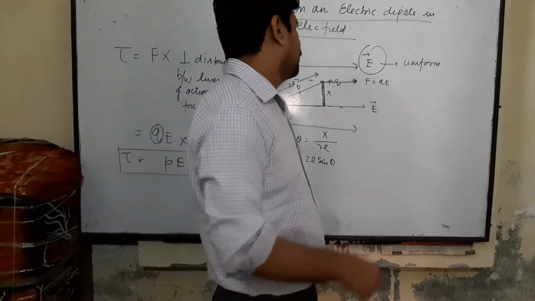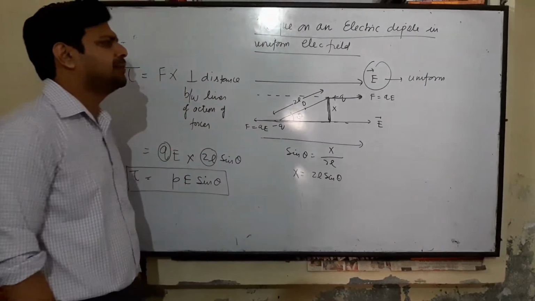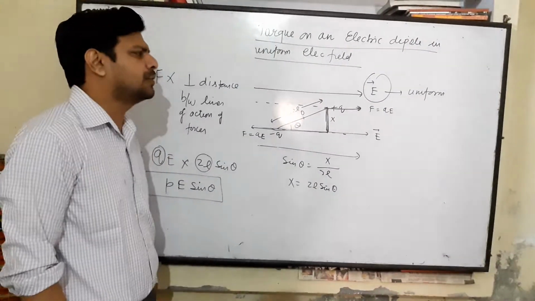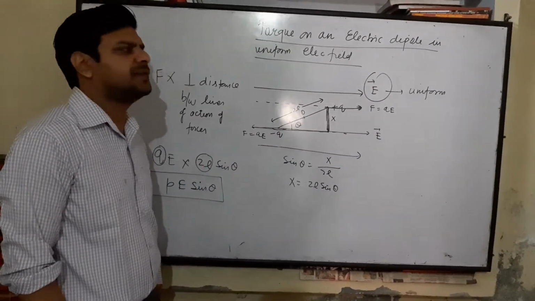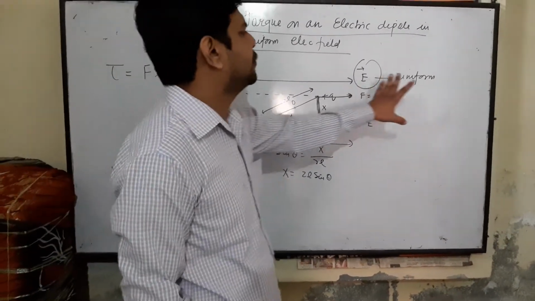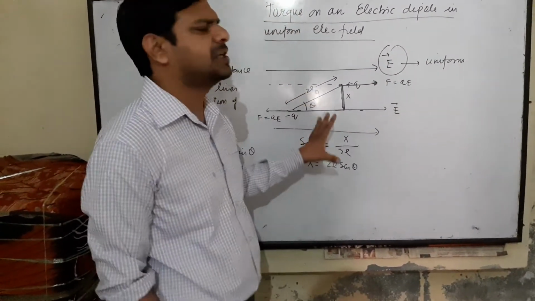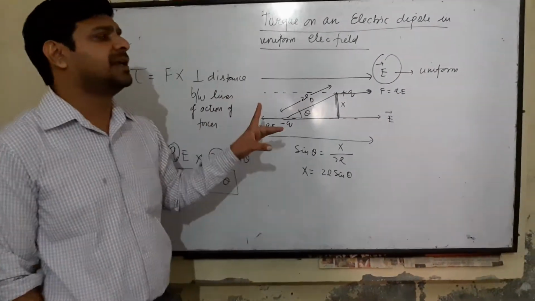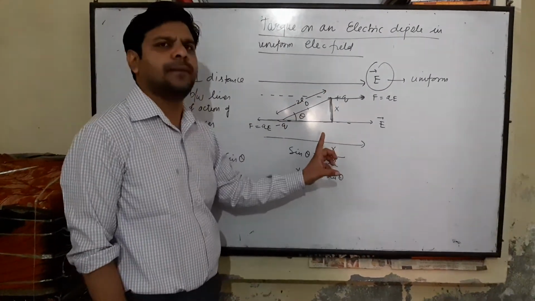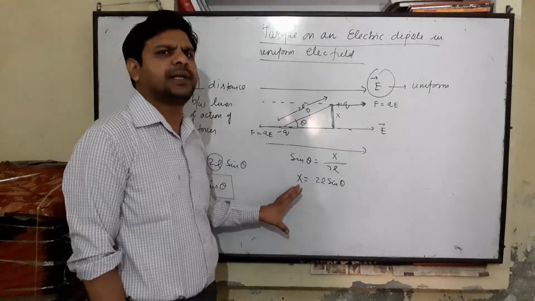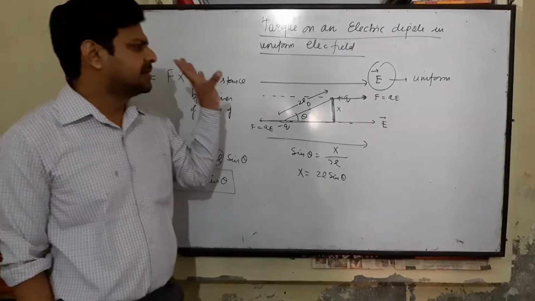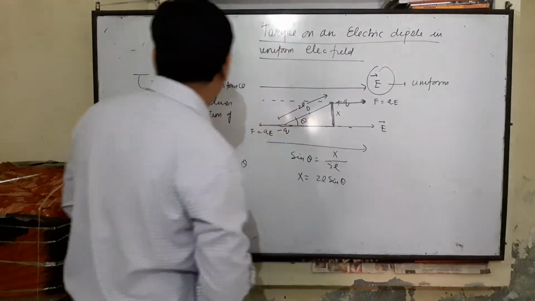Now we can say that if we place a dipole in a uniform electric field, it will show only rotational motion, because the net force which causes straight line motion is zero. But if the field is non-uniform, then some net force will act on the dipole. So in a non-uniform field, the dipole shows both rotational and straight line, translational, motion.